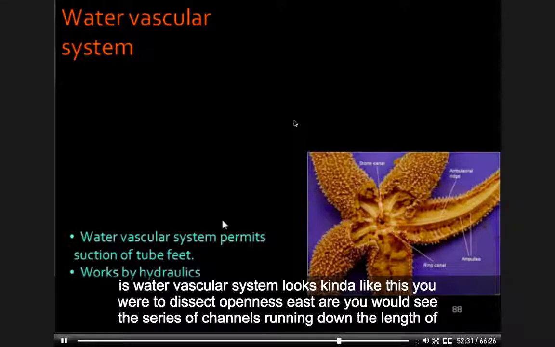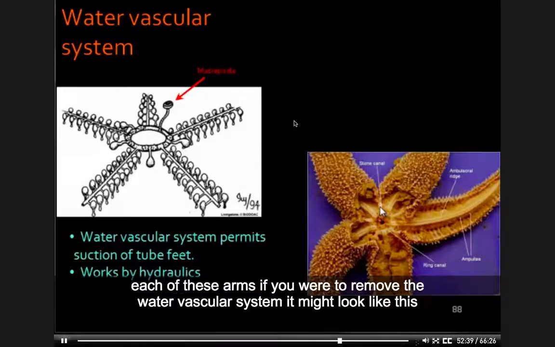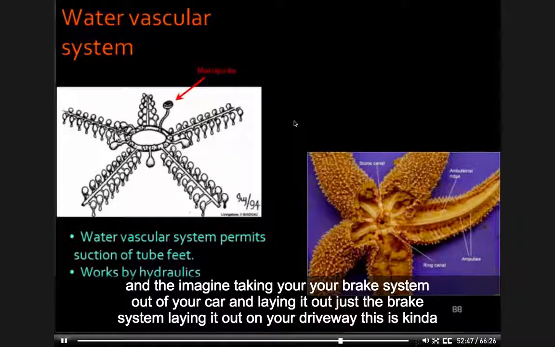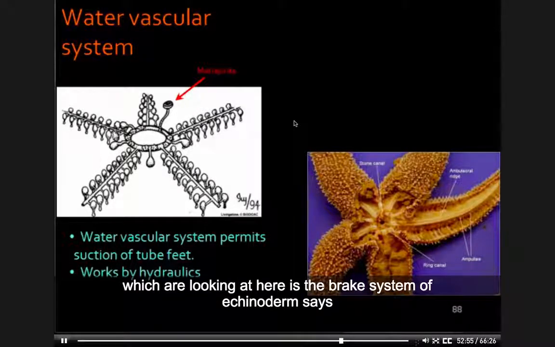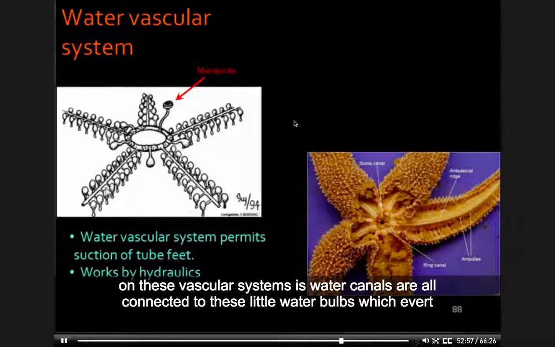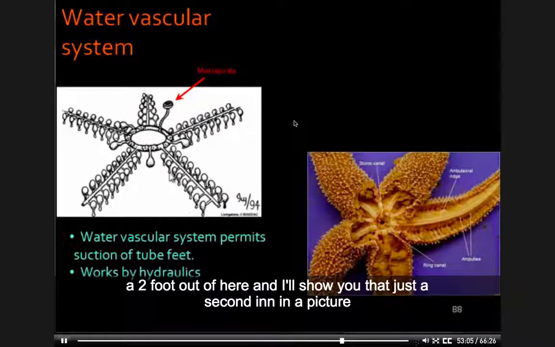This water vascular system looks kind of like this. If you were to dissect open a sea star, you would see these series of channels running down the length of each of these arms. If you were to remove the water vascular system, it might look like this. And imagine taking your brake system out of your car and laying it out, just the brake system, on your driveway. This is kind of what you're looking at here, the brake system of echinoderms. These vascular systems, these water canals, are all connected to these little water bulbs, which evert a tube foot out of here. And I'll show you that in just a second in a picture.